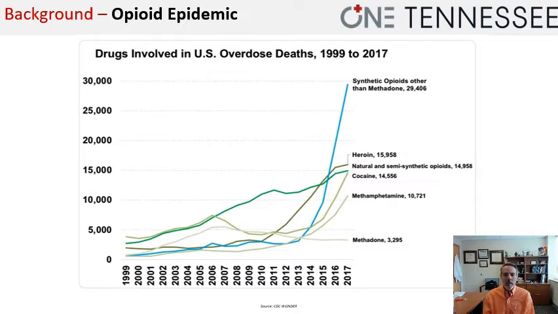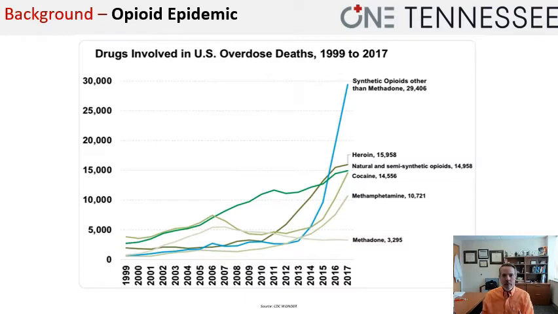So what happened when it went from Schedule 3 to Schedule 2? No more phoned-in refills. You had to present a written hard copy prescription for every 30-day fill. The physician could only write up to a 90-day supply using 3 sequential 30-day prescriptions. So all of that shrunk the legal supply that was out there.